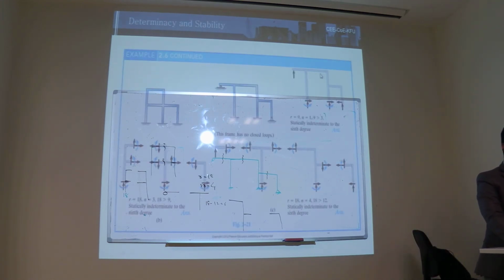What about this structure? Is it the same or something different? Yeah, the same.